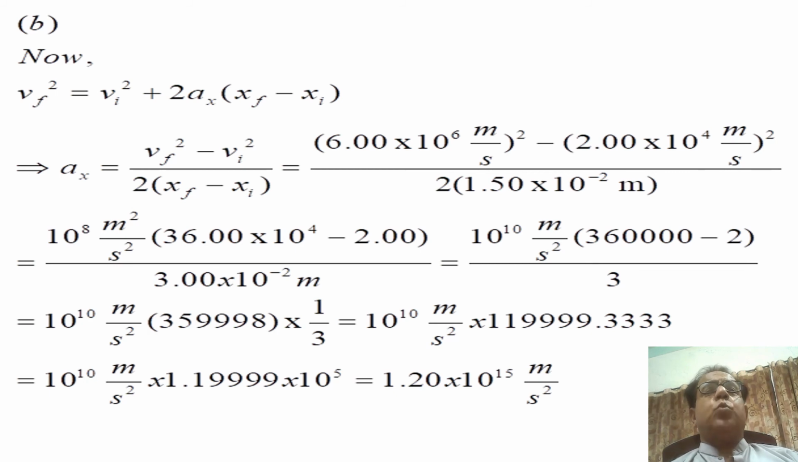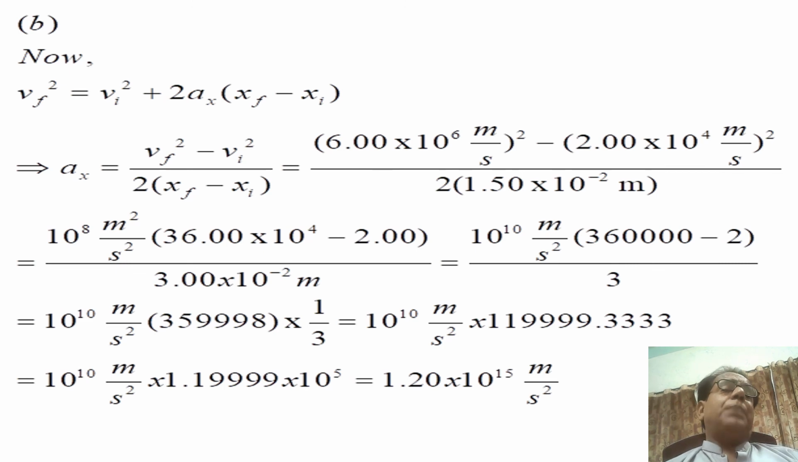This alternatively becomes equal to 10^10 meter per second squared into (360,000 minus 2). What we have done, we have simply multiplied 10,000 with 36, because 10^4 is equal to 10,000, divided by 3. 3.00 is equal to 3, while this 10^-2 has been shifted to the numerator and its power has become plus. That is why 10^8 has increased to 10^10.